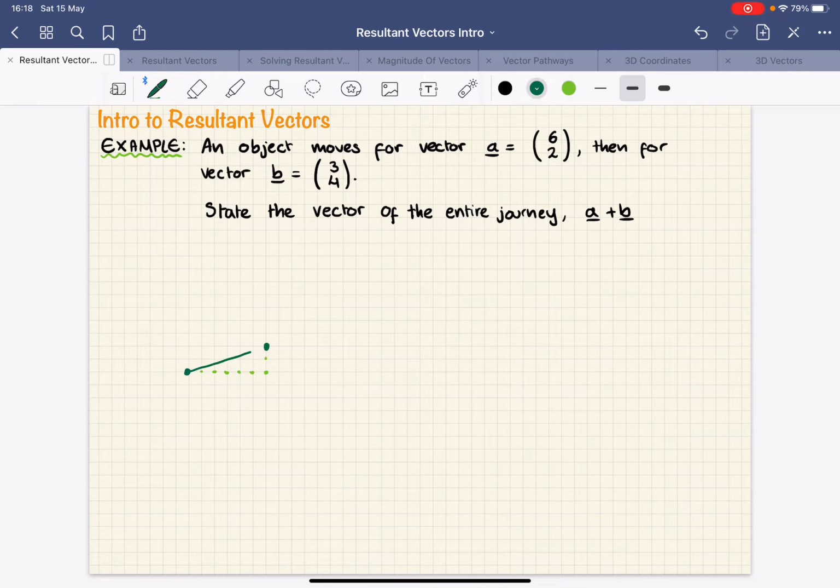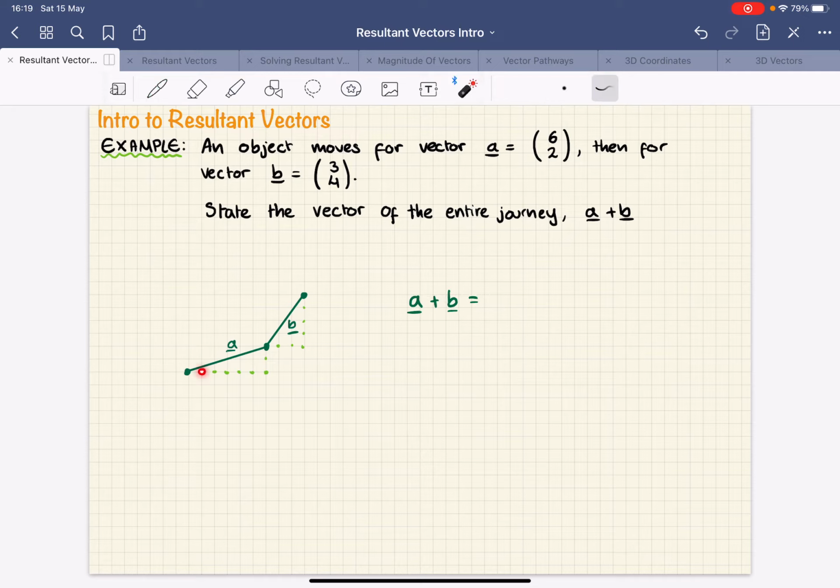So this journey here, that is my vector A. Then it moves for vector B, so it goes across by 3, so 1, 2, 3, and then up by 4, so 1, 2, 3, 4. So this journey here, that is going to be my vector B. And so I want to find out the vector of that entire journey that has just occurred. So I want to count all the way across. So I'm finding out now my A plus B.